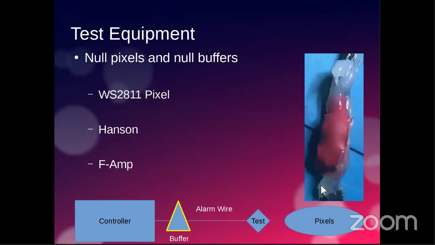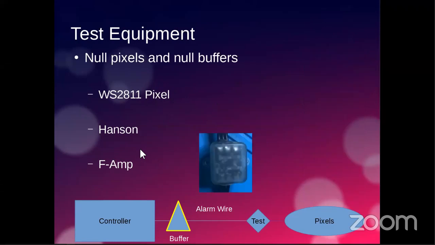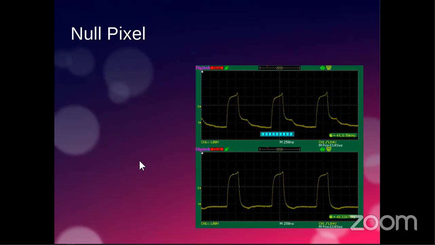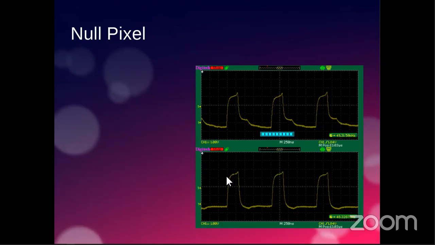There's a Hansen pixel null buffer that's buried under all of that shrink wrap and over-enthusiastic Sugru. That's what it actually looks like before it's been soldered onto. And then there's an F amp as well. So this is a null pixel. Well, sorry. You can see that this hasn't really made that much difference.